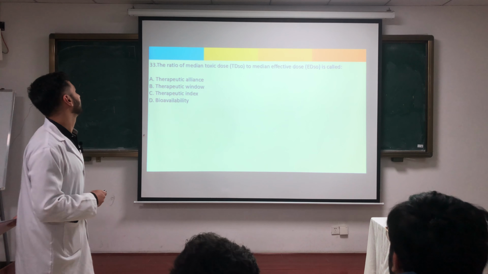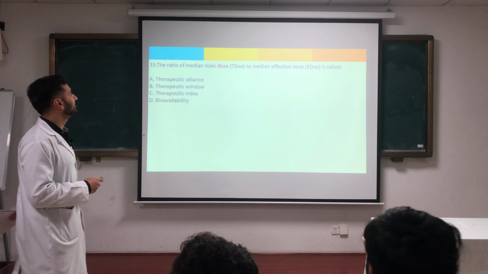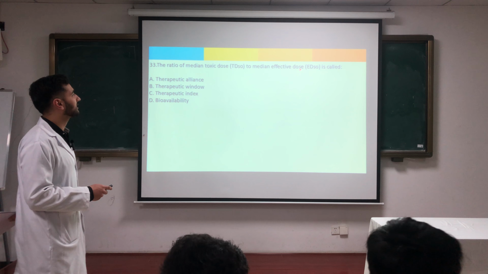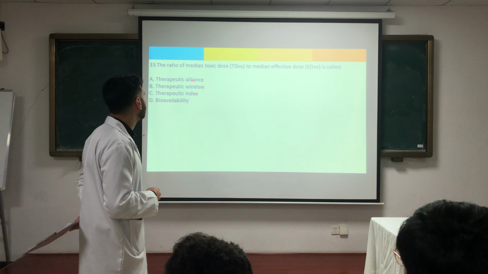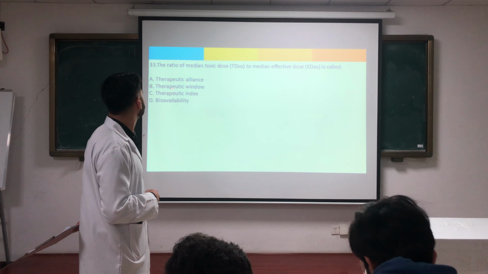So, first question. The ratio of median toxic dose to median effective dose is called: therapeutic alliance, therapeutic window, therapeutic index, or bioavailability. Anyone want to give the answer to this?